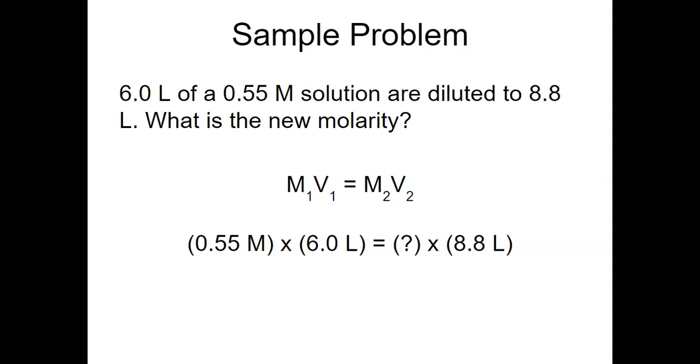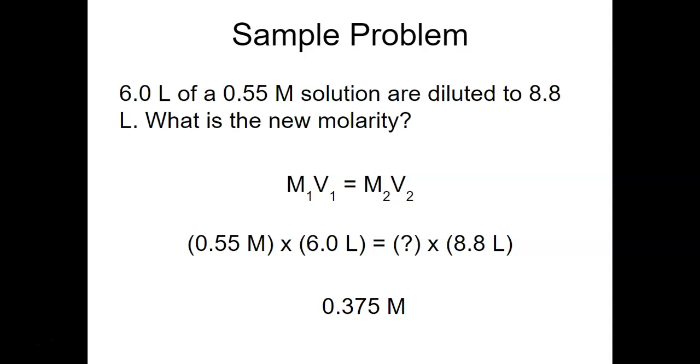Well, I just plug in my numbers. My initial molarity is 0.55. My initial volume is 6. I don't know my new molarity, and I know my ending volume is 8.8. So I multiply 0.55 times 6. And then to get my question mark by itself, I divide both sides by 8.8, and I get 0.375. And that's pretty much it.